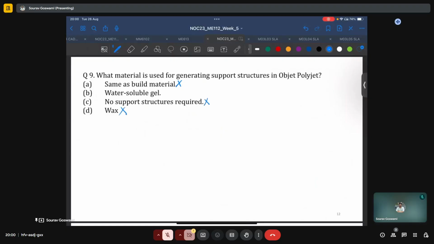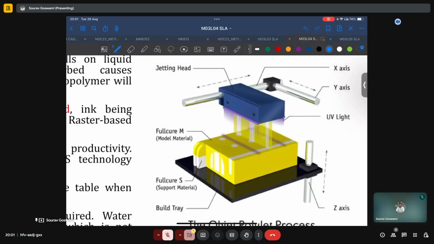Support structures are indeed required based on the type of geometry we use. It is the water soluble gel which acts as the support material in the case of Objet PolyJet. The name of the material in this case was FullCure S, which was the support material.